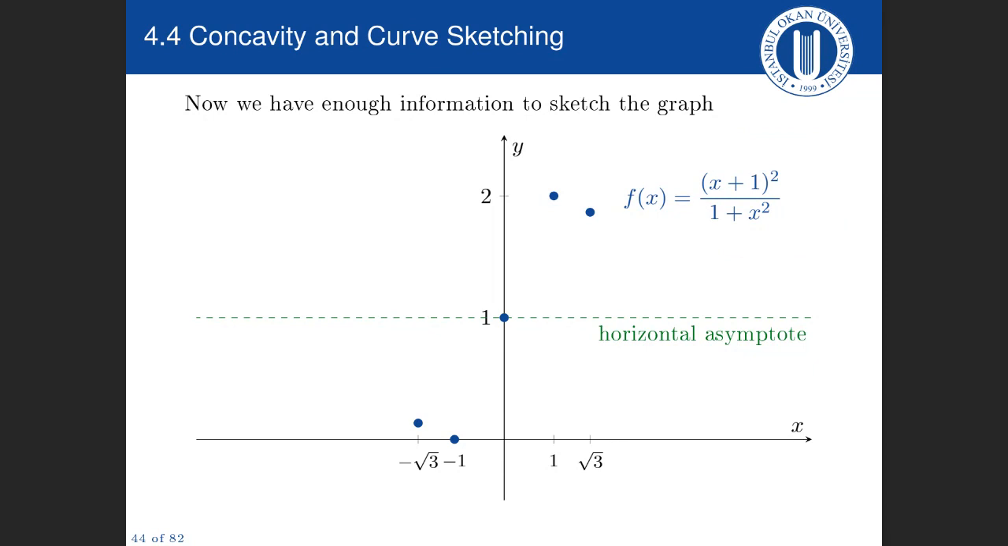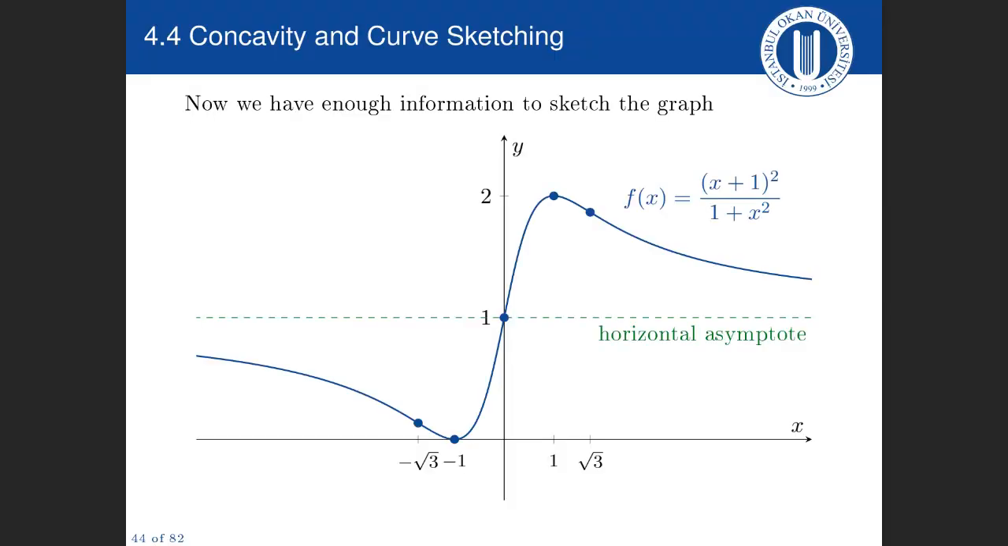We know where the function is increasing, we know where the function is decreasing. We know where the function is concave up, and we know where the function is concave down. So using that information, we can draw the graph like this. First part is decreasing and concave down. The second part we've seen must be decreasing and concave up. And then it's increasing and concave up, and then increasing and concave down.